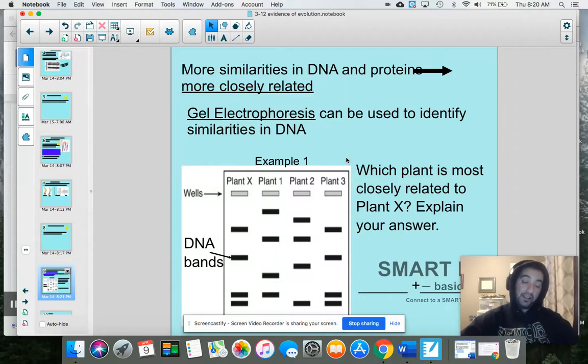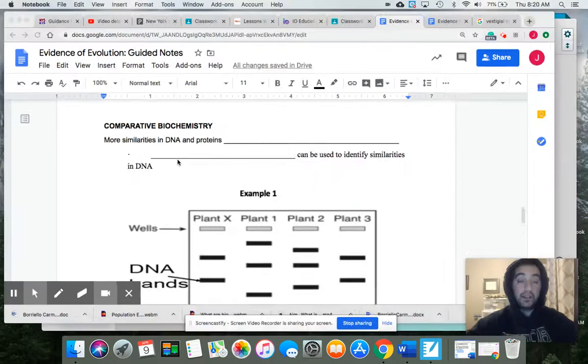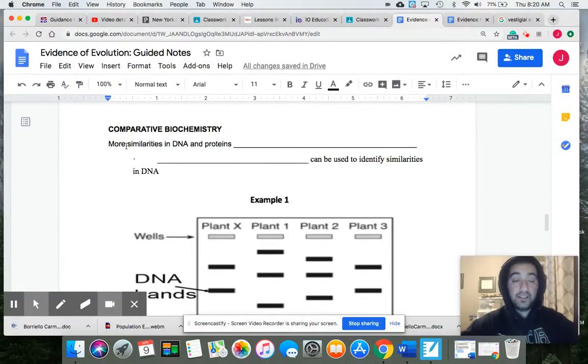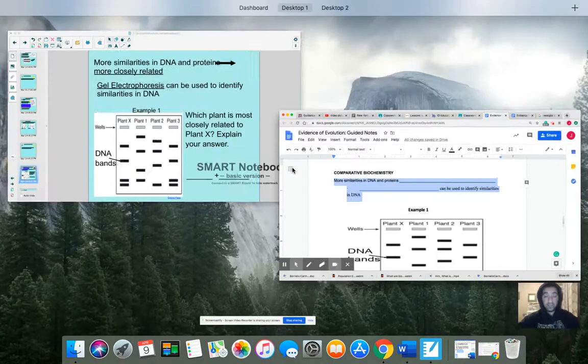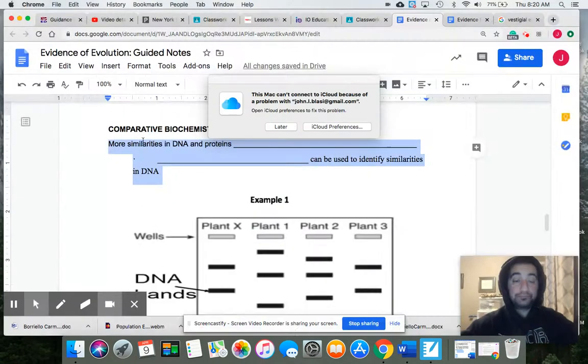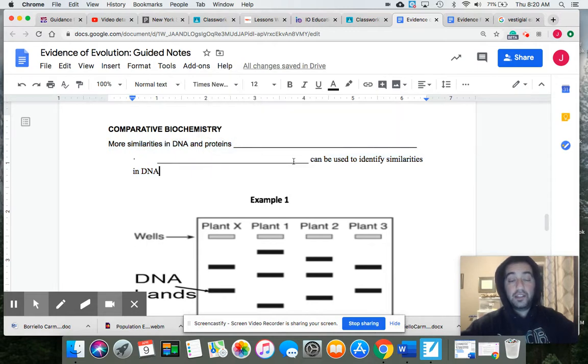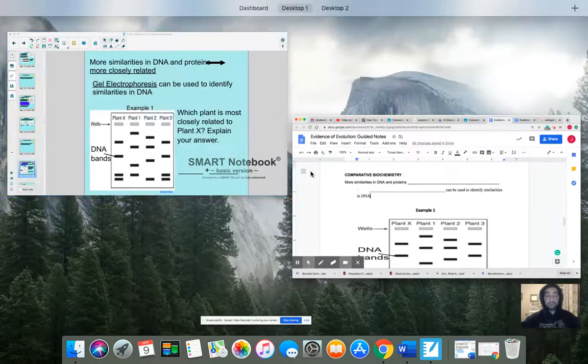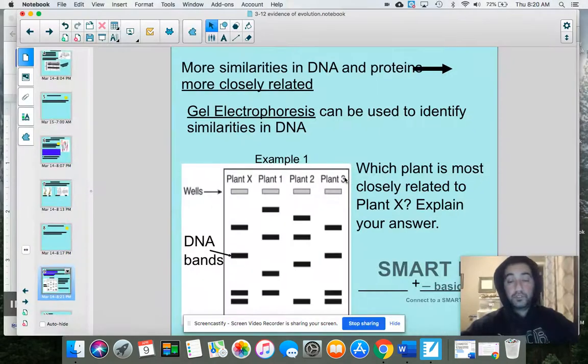So I would like everybody to take this opportunity to go back to their guided notes and copy what's underlined. So more similarities in DNA and proteins leads to more closely related. All right, and then that process is called gel electrophoresis, can be used to identify similarities in DNA. So go ahead and copy that now.